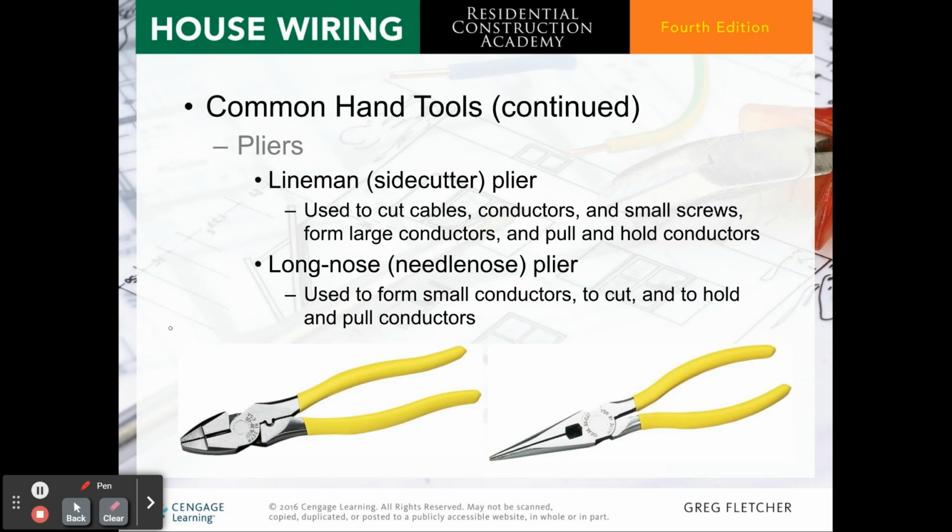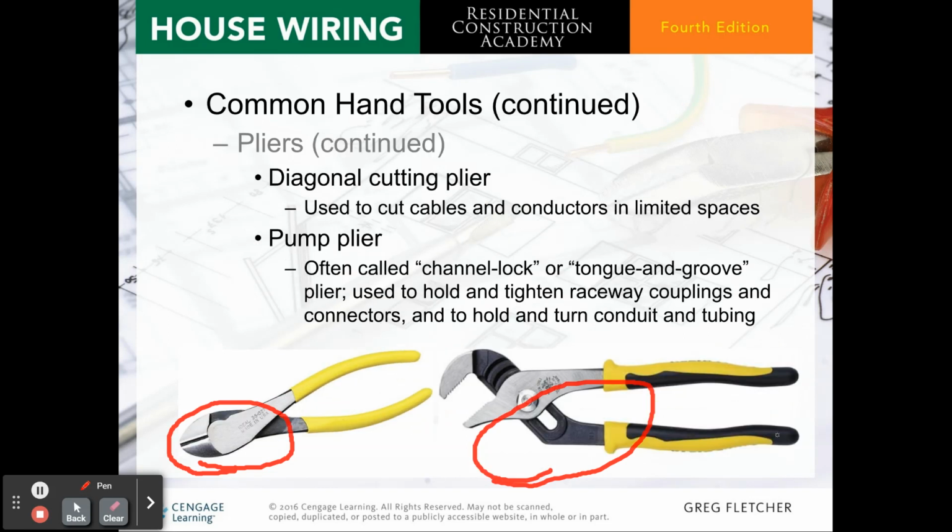Other common hand tools are pliers. Lineman pliers, also called side cutters, are used to cut cables, conductors, and small screws, form large conductors, and pull and hold conductors. Long nose or needle nose pliers are used to form small conductors, to cut, and to hold and pull conductors. Diagonal cutting pliers, also called dikes, are used to cut cables and conductors in limited spaces.